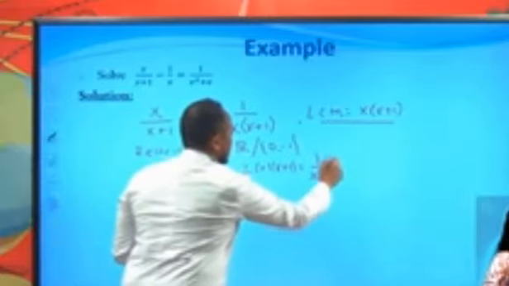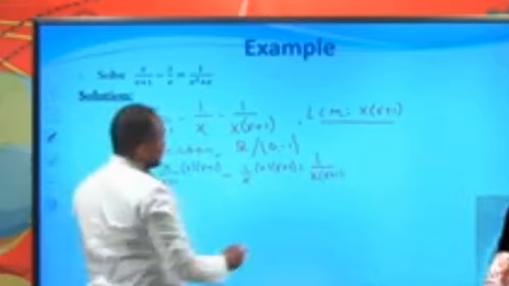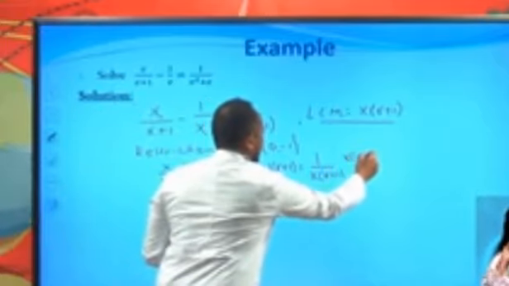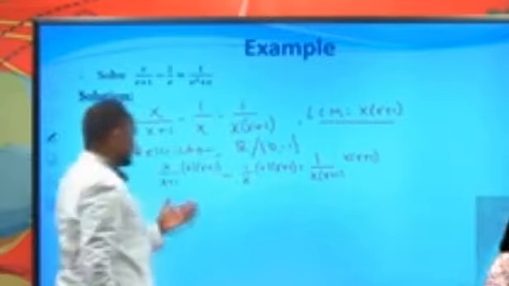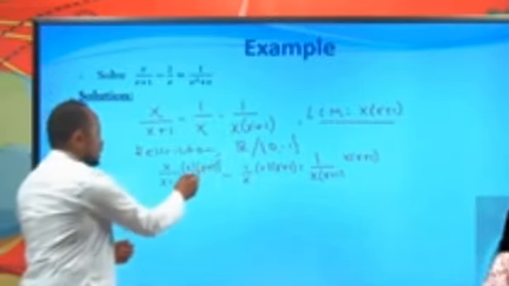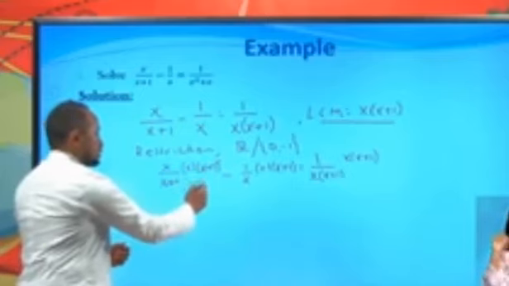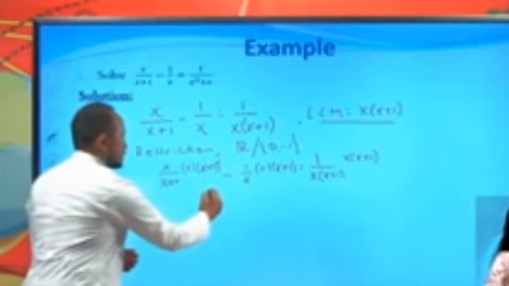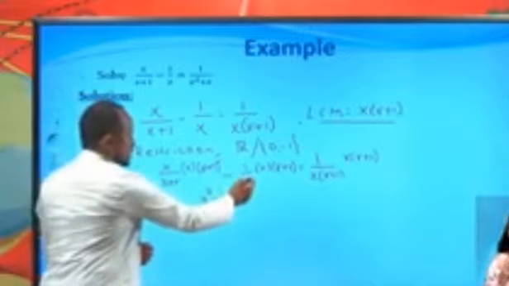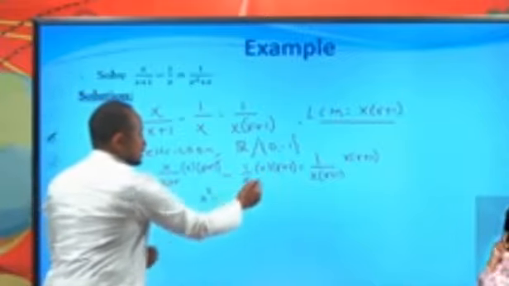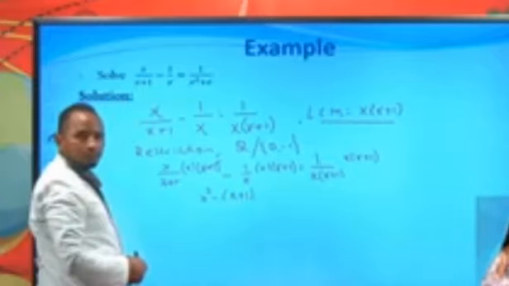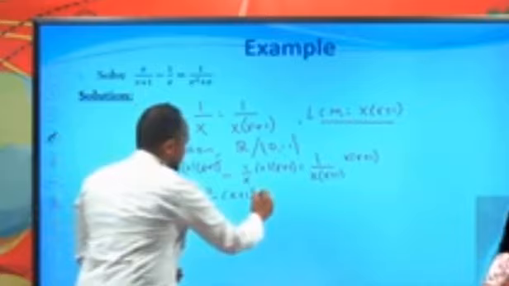So to put the solution, you have to check your restriction. From the restriction, you can see that negative 1 and 0 cannot be the solution of this equation. It is restricted. It is excluded from the solution. Since minus 1 is excluded from the solution, we cannot take minus 1. The solution set for this expression is simply positive 2.